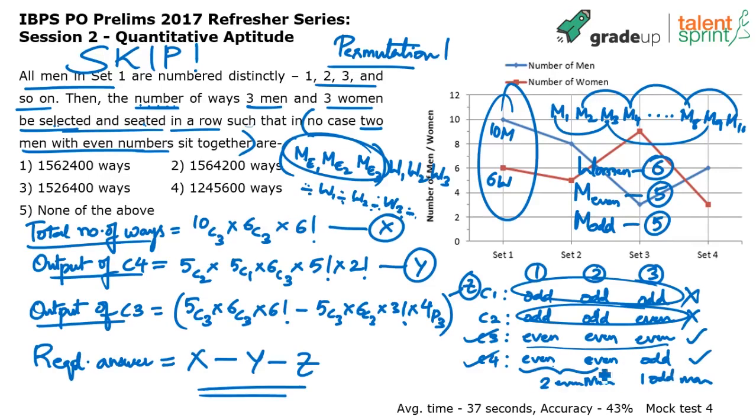When there are 2 even men and 1 odd man, the selection of 2 even men can be done in 5C2 ways. Selection of 1 odd man can be done in 5C1 ways. Selection of 3 women can be done in 6C3 ways. We want both the 2 even men to be together, so if I consider both the 2 even men as 1 unit, that is a total of 5 persons, 5 factorial, with internal arrangement 2 factorial. Remember, this will be subtracted from the total cases to get the desired output. This is case 2, where we are trying to find all those cases where the even men can be together.